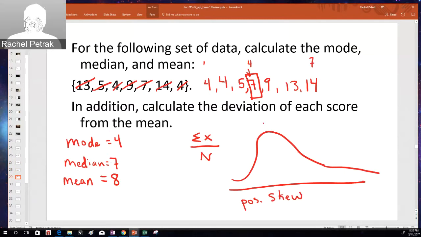Right? This would be our mode, our median is over here, and the mean is way over here.